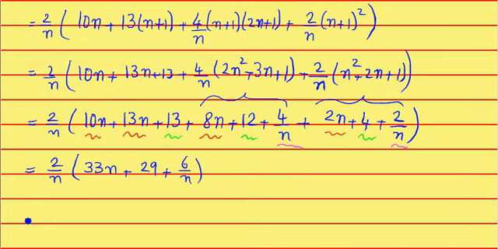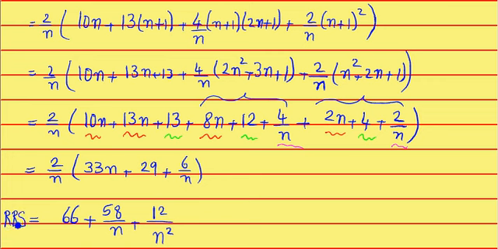One more round. Let's multiply by 2 over n. This makes 66. This makes 58 over n. And the last one makes 2 times 6 is 12 over n squared. Okay, as we said, a lengthy calculation.